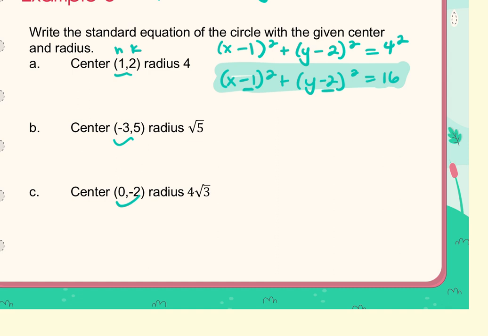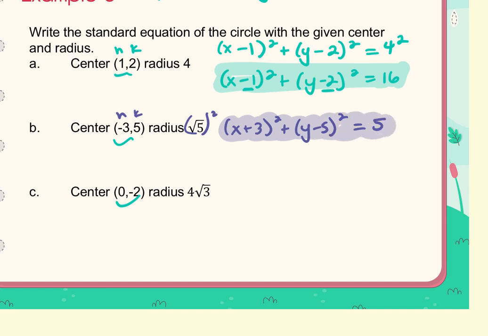So here's my h and my k. This time there's a negative there, so if I did minus negative 3, what happens? Plus. It becomes x plus 3 squared plus y minus 5 squared equals, and the square of the square root of 5 is? 5. Yep, good job. Questions on that one?